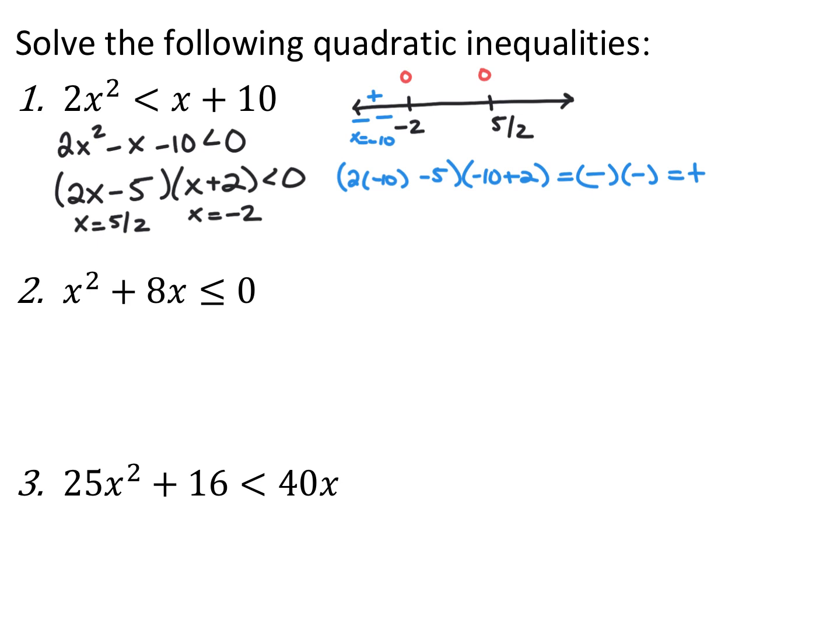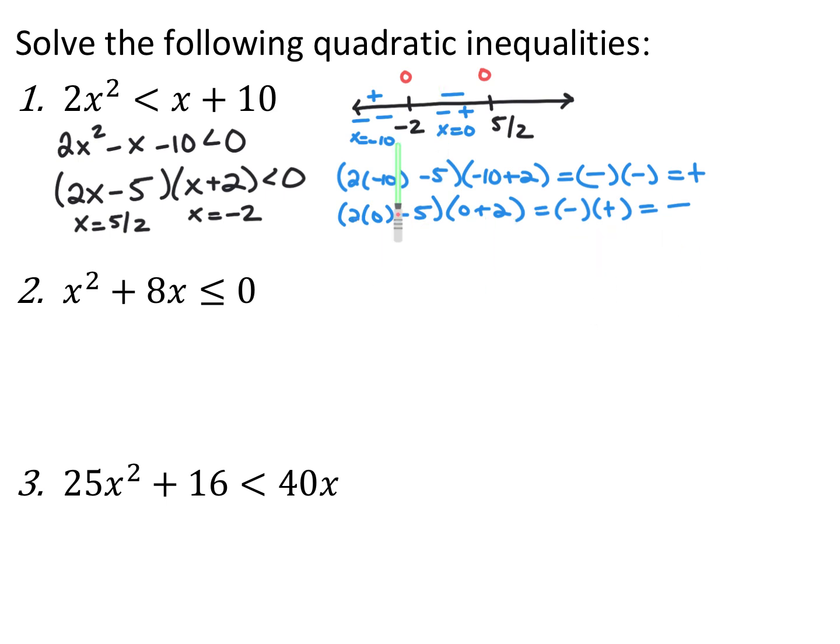So now I'm going to pick a number that's between negative 2 and 5 halves and test that and see if I get a positive number or a negative number. So I tested x equals 0 because that's a nice easy number between negative 2 and positive 5 halves. So 2 times 0 minus 5 is going to be negative, and 0 plus 2 is going to be positive. So I have a negative number times a positive number, which means the entire thing is going to be negative.